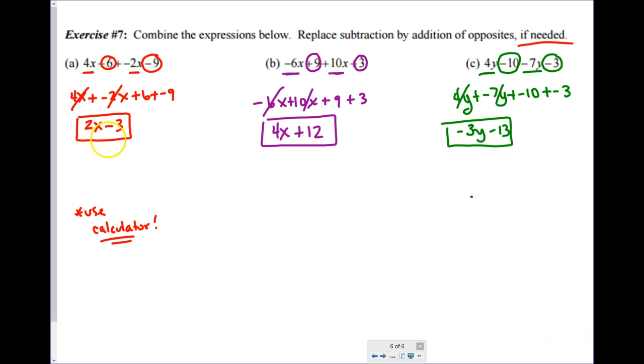Notice these are my final answers because I cannot combine a 2x and a negative 3. They don't have the same variable. I can't combine 4x and 12. They don't have the same variable. It would be like saying, what's 4 apples plus 12 oranges? Can you say you've got 16 oranges? No, you can't. You have to leave it as this. Again, like I said, if you're struggling, think of a real-world object that these numbers represent, and that will help you make sense of the problem.